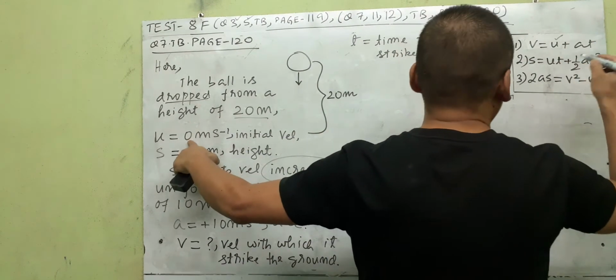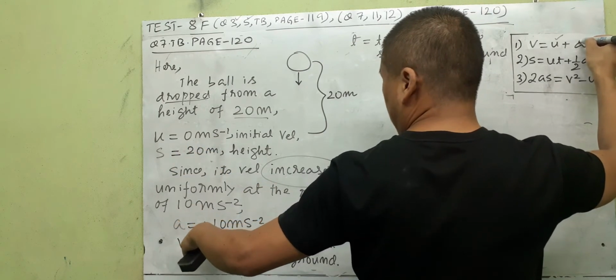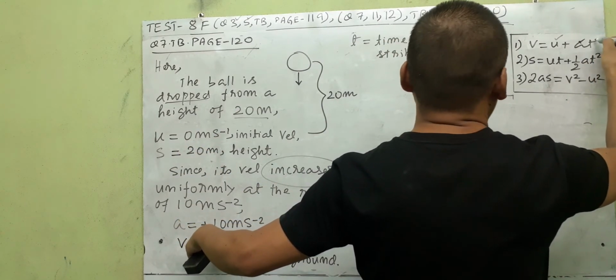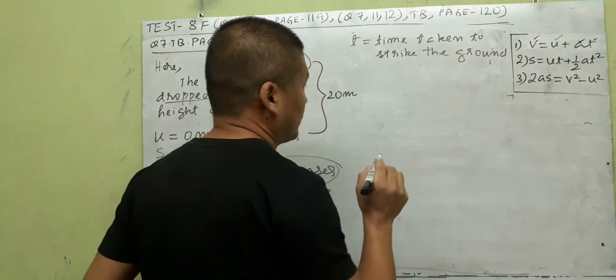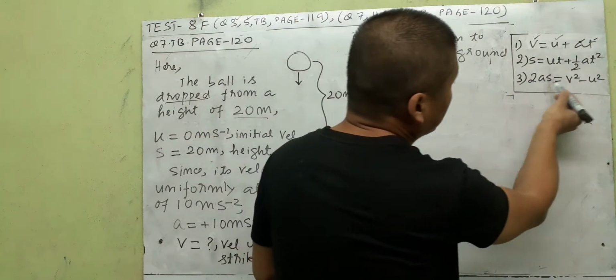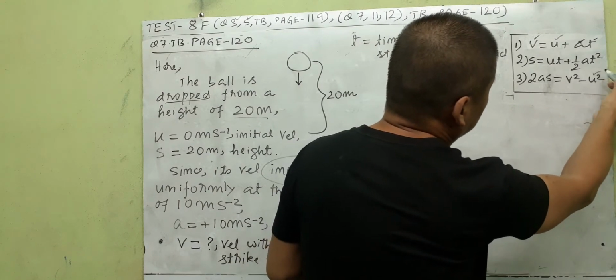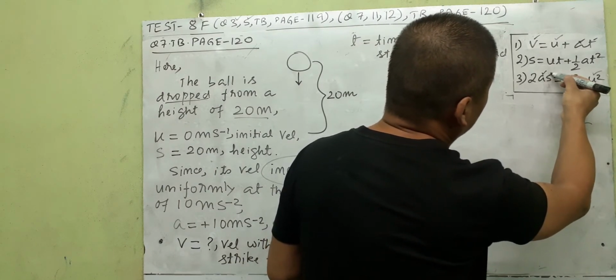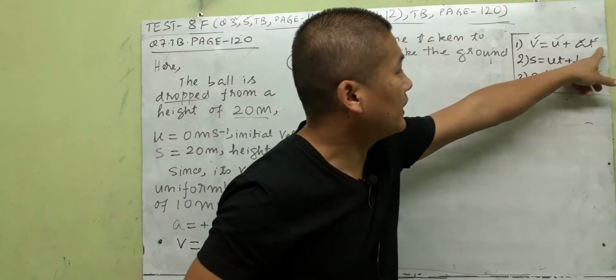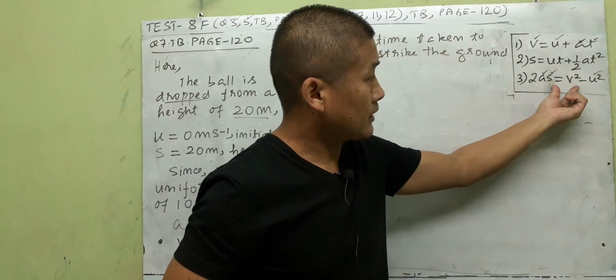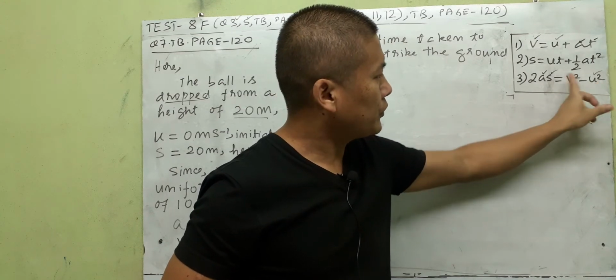You can see here A is plus 10 and T is not yet there, so we cannot use this now to find V. Then the third formula seems to be right. U is 0, A is there, S is there. We cannot use the first formula because we don't have T. But the third formula does not have T, and we know U, A, and S.